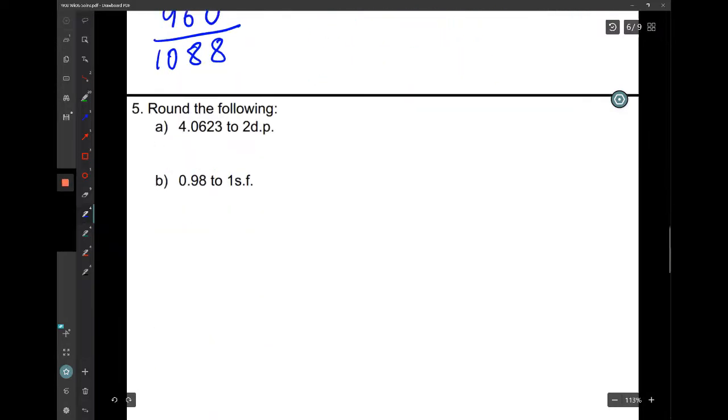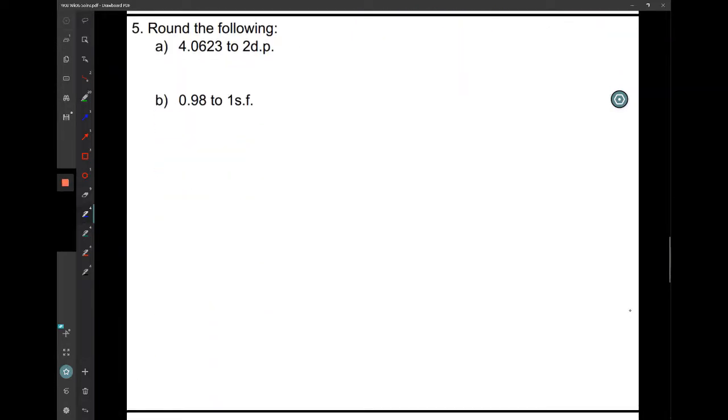Question 5, round the following to 2 decimal places. You can see there's a 2 after that, so it's just going to be 4.06. And one significant figure. Well, there's the first significant figure, so this is just going to round to 1.